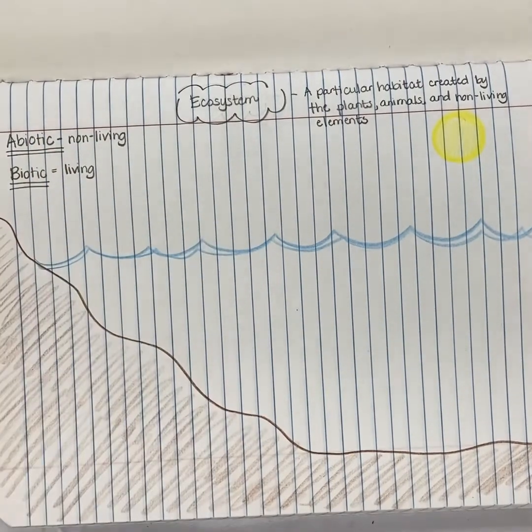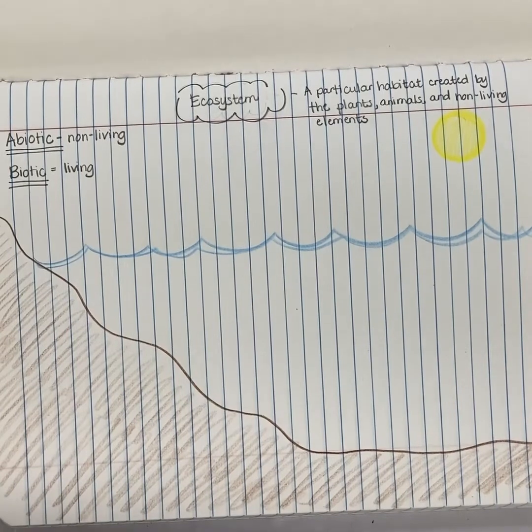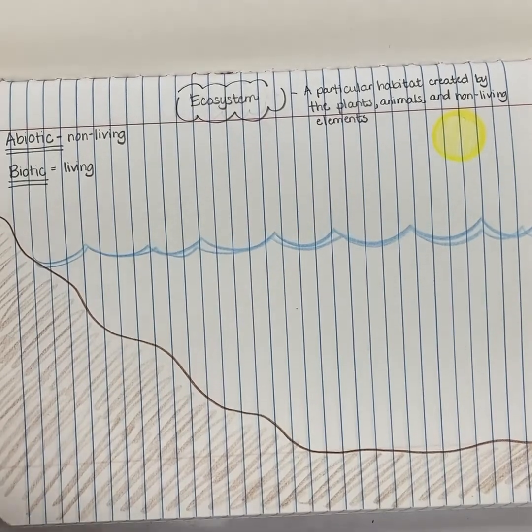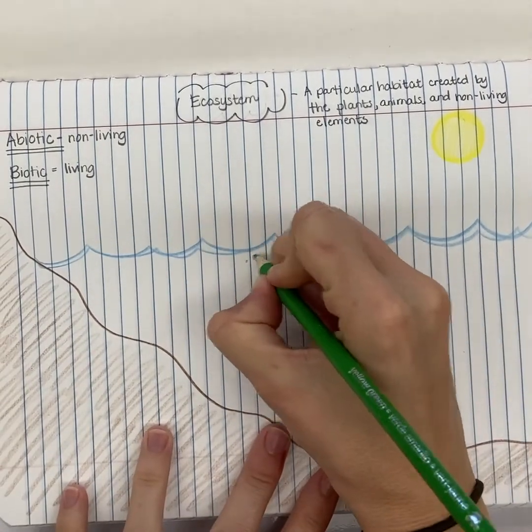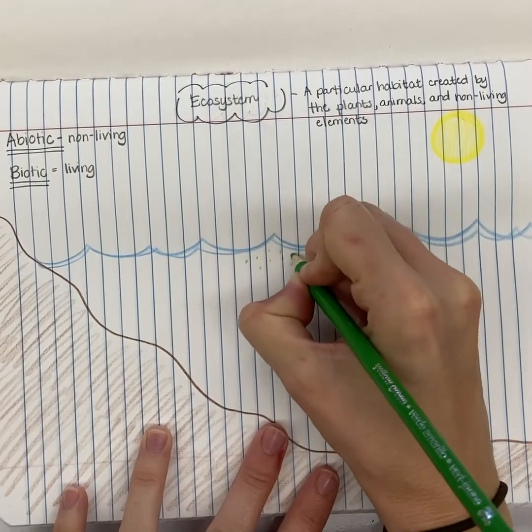And so now we need our living elements, which will be different plants and animals. So in our ocean ecosystem, I'm going to use green to represent plant life. We have these tiny, tiny little plant life living, and they're often right up near the surface of the water.